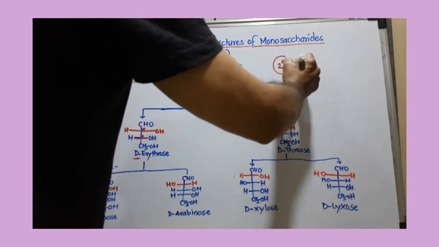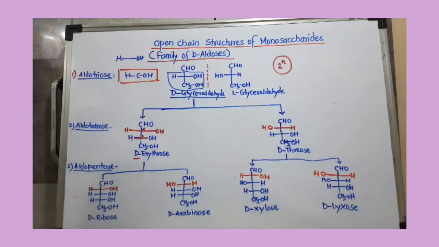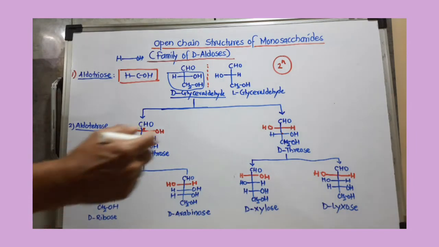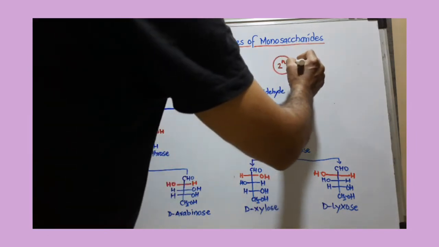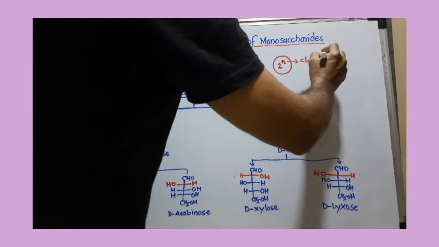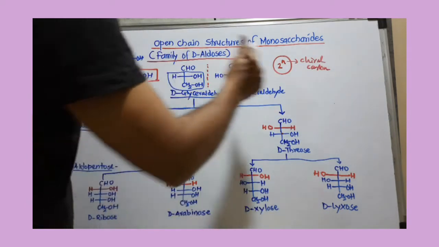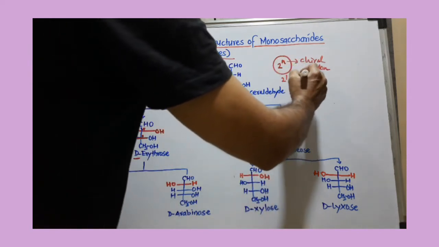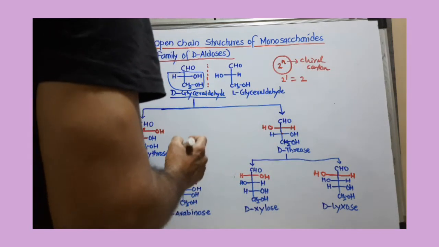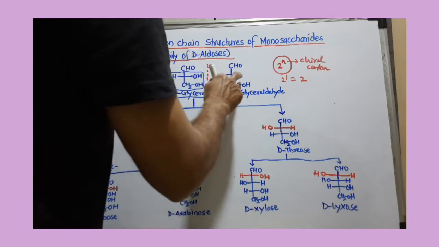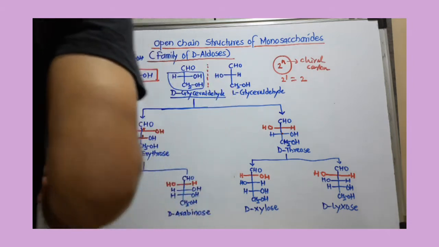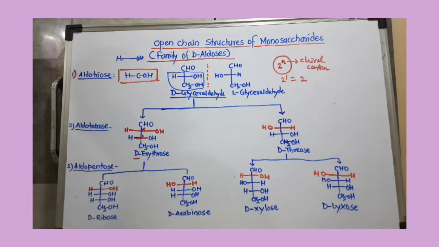When you draw this structure, you have to actually draw 2 to the power n stereoisomers, where n is the number of chiral carbons. So if you can see here only one chiral carbon, this is 2 to the power 1, which means 2. Because of this there are two stereoisomers.